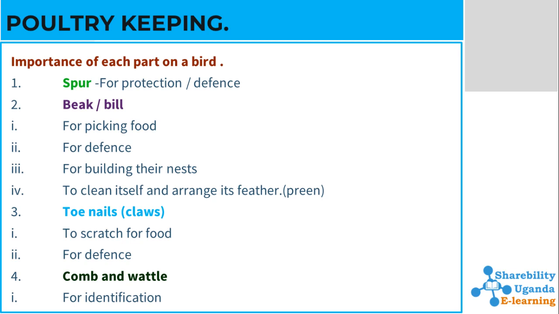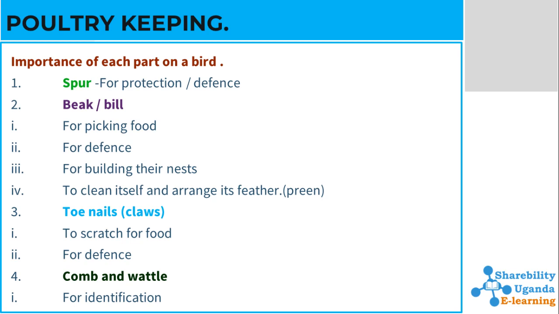To clean itself and arrange its feathers, since it cannot use its legs, the hen or the cock or the bird uses its beak to arrange its feathers or to clean itself. Toenails are used to scratch for food and also for defense, just as the spur.